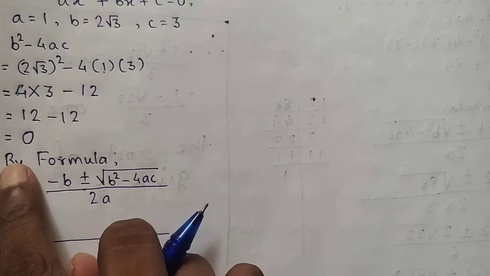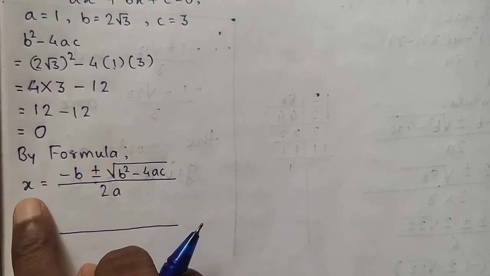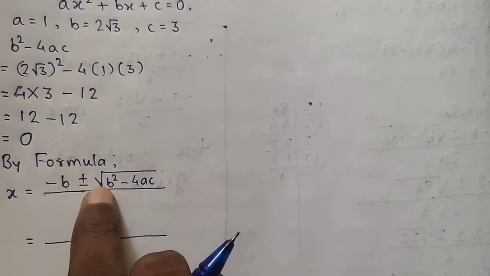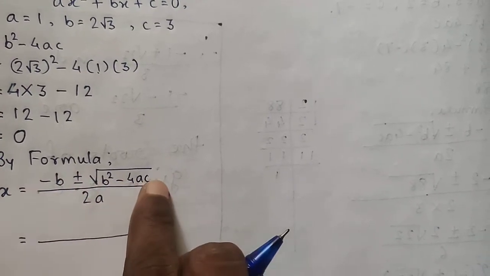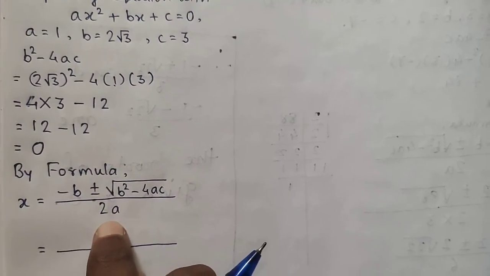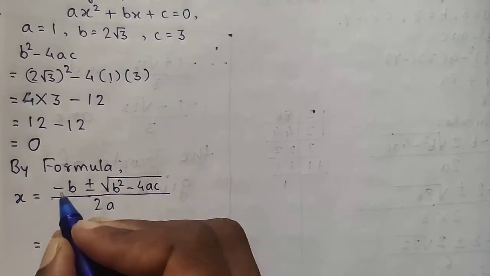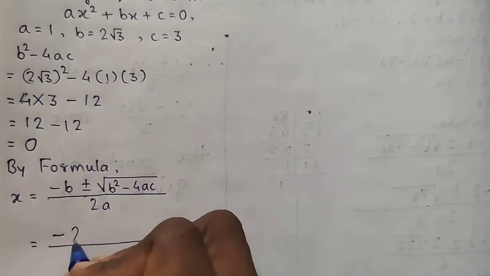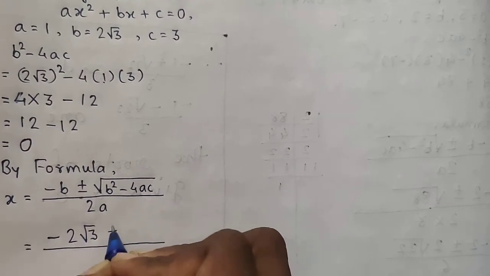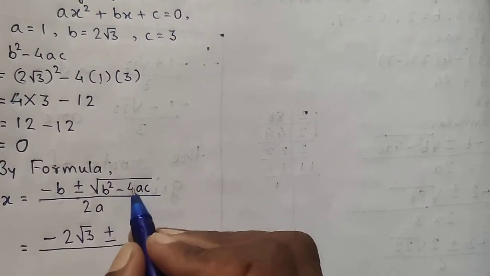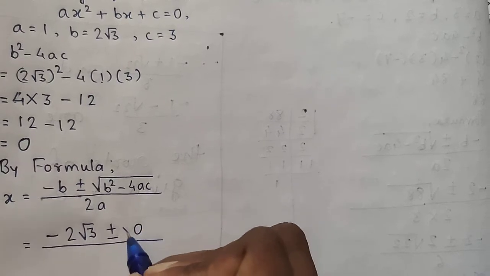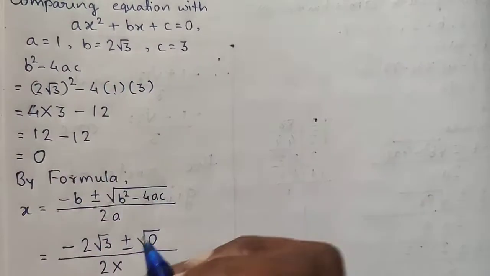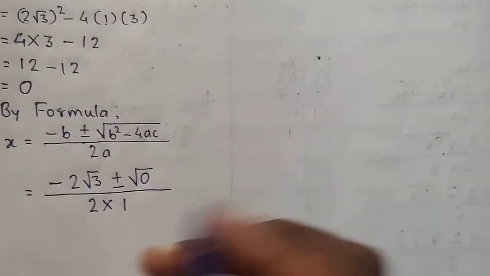Now the next step is to use the formula. So we have written the formula: x is equal to minus b plus or minus under root b square minus 4ac upon 2a. Now let us substitute the values. First put the minus sign here. Now what is b? 2 root 3. So write here 2 root 3. Then the plus or minus sign is there. What is b square minus 4ac? 0. So root of 0 upon 2 into, what is a? 1. Okay, so let us simplify this.